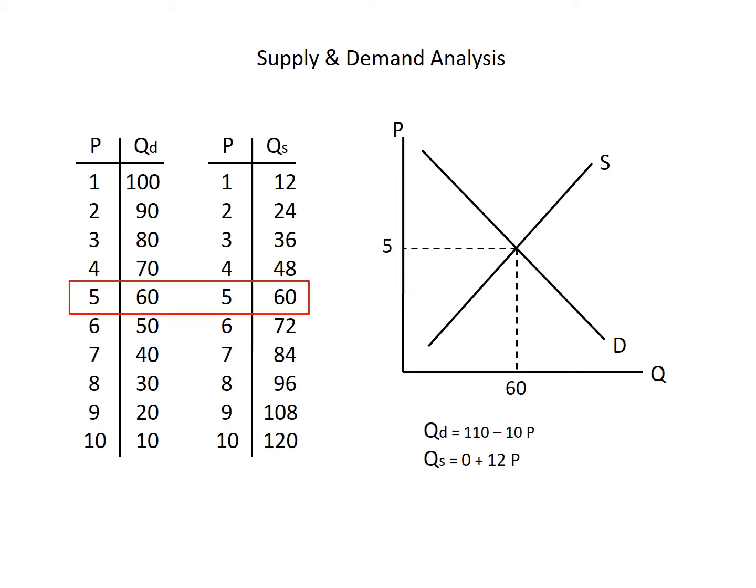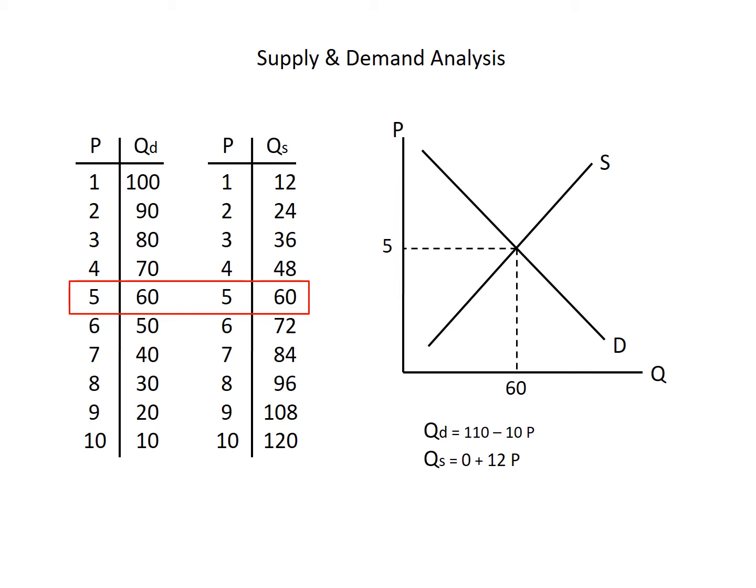Here, even though there are no actual values on the graph, we can look at the schedules to see what price equates quantity demanded and quantity supplied. At a price of 5, as you can see, 60 units will be made available for sale by business firms and 60 will be purchased by consumers. Everybody's happy, nobody's going to rock the boat.